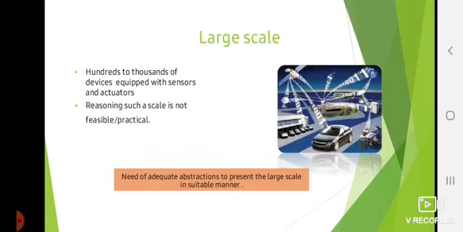Next, we have to see about the large scale of the Internet of Things. The large scale of the Internet of Things must be hundreds and thousands of devices equipped with sensors and actuators. The sensors and actuators are mostly considered as the large scale of the Internet of Things. Reasoning at such a scale is not feasible or practical in the application development, but in need of adequate abstractions to present the large scale in a suitable manner.